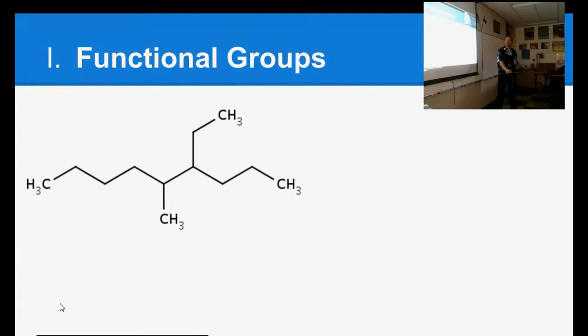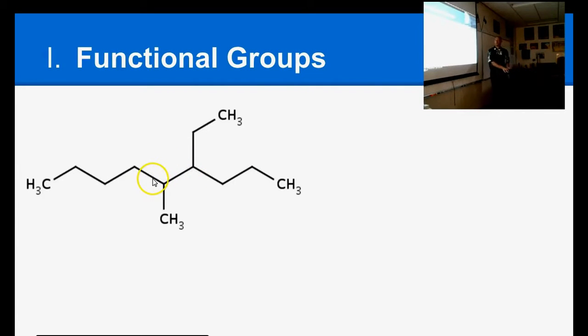Here's some practice. So this main chain has 1, 2, 3, 4, 5, 6, 7, 8, 9 if I count this way. 6, 7, 8 if I count this way. So 9 is the longest chain. And if I count from this end, I wind up having 1, 2, 3, 4, 5, and 6 be the numbers that I use. If I count from this side, I have 1, 2, 3, 4, and 5 be the numbers that I use. So I'm going to use 4 and 5 because they're small.